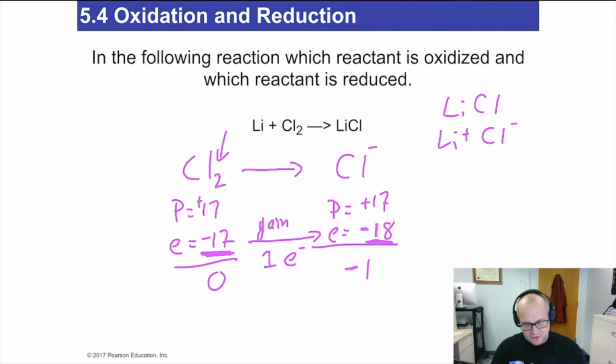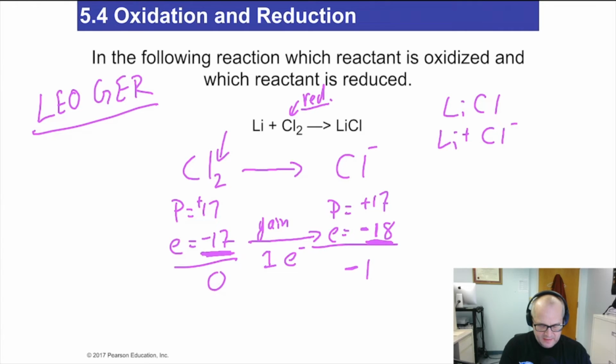So we've gained electrons going from left to right for chlorine. So chlorine is reduced. You can just write red if you want to. So lithium is oxidized, chlorine is reduced. Lithium gave up an electron, gave it to chlorine, who accepted the electron. Leo the lion says grr. Gain electrons, reduce. Chlorine from left to right gained electrons, so chlorine is reducing. Lithium is oxidizing, chlorine is reducing.